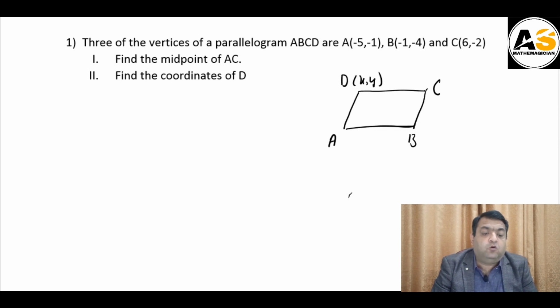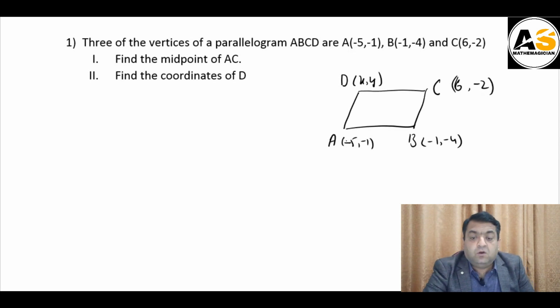This is unknown. And A is (-5, -1). B is (-1, -4). And C is (6, -2). What we have to do? First part is very easy. We have to find the midpoint of AC.